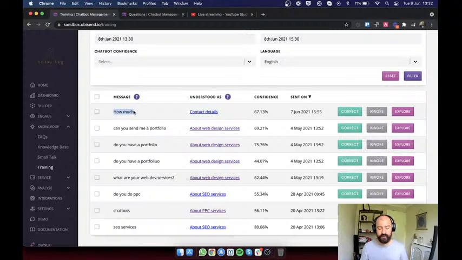This is not really a sentence, and by default I don't want to train my bot to understand anything that's not a fully formed sentence, or at least a very specific keyword. If someone sends "portfolio", I know that's probably asking to see my portfolio, but if someone sends "how much" or "prices", I don't want to train this around anything. If I have multiple services or multiple products, if let's say you have an e-commerce website with 150 products, and someone says "how much" or "prices", you probably don't want to answer that. So I'm just going to ignore this one.